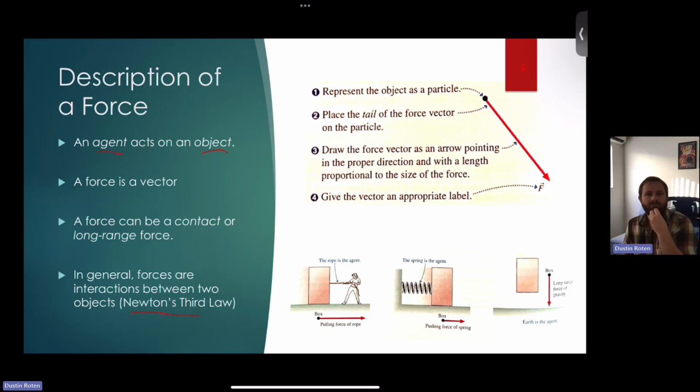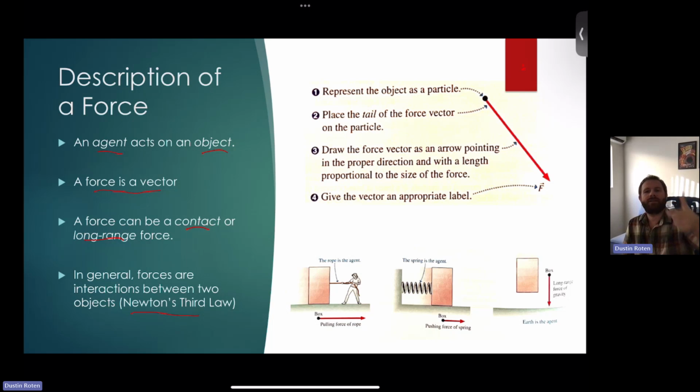A force is a vector, so we can draw a direction that the force is happening, and it does have a magnitude. A larger force will have a longer vector, a smaller force will have a shorter vector. There are two different types of classifications of forces. You can have a contact force, when the agent and object are actually touching each other, or you can have a long range force, where the agent and object are far apart, but they're still influencing each other somehow. So you can have contact or long range.